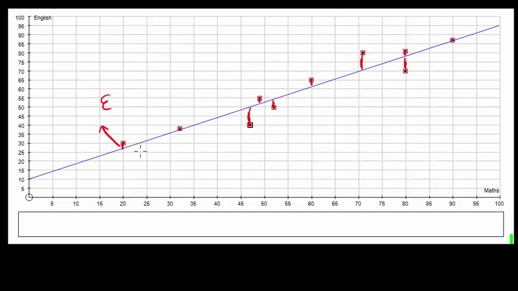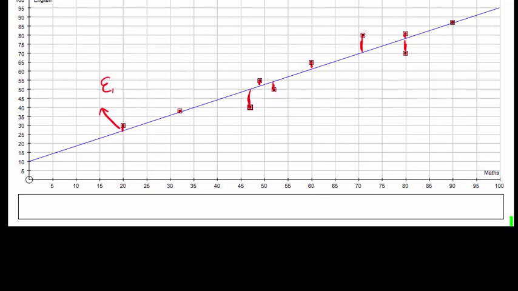Now because of the problem of some being above the line and some being below the line, we end up with negative values, and much like we did in S1, rather than just find the modulus of it, we tend to square it. So what I'm going to be looking for is, if I take my first value, I've got 1, 2, 3, 4, 5, 6, 7, 8, 9, 10 of them, plus my second value, plus my third value, plus my fourth value, and so on, all the way up to my 10th value.